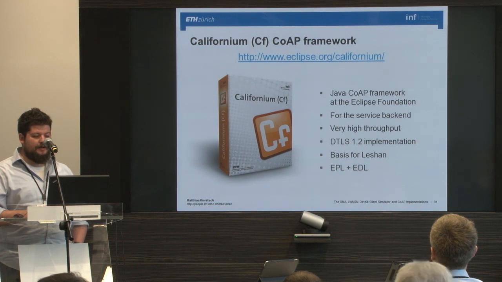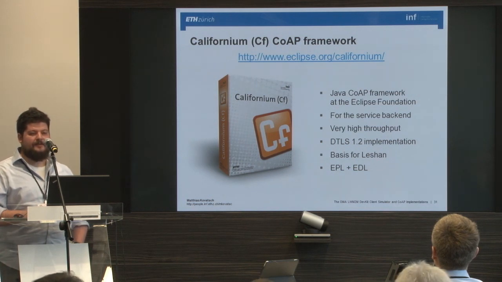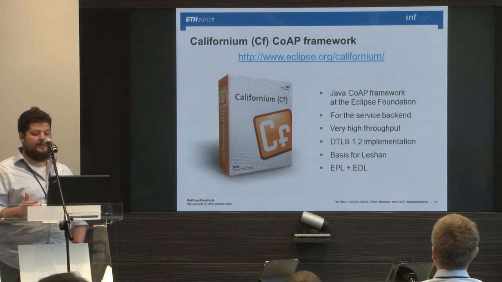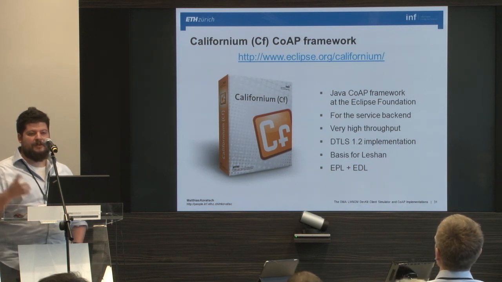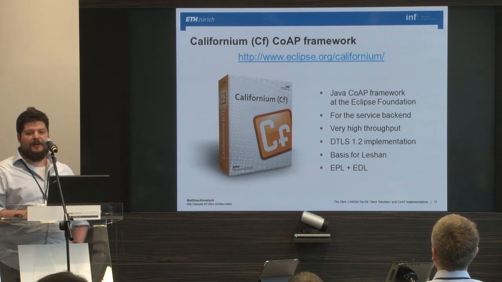The last one is the Californium CoAP framework, which is hosted at the Eclipse Foundation. It's a Java framework, and this one is designed for the service backend. So if your constrained device is a Raspberry Pi, then that's fair enough, but it's not made for these microcontroller class of devices. It's really for the service backend, and we put a lot of effort into scalability, so we have very high throughput. On a normal i7, we evaluated it and it can handle almost 400,000 requests per second.